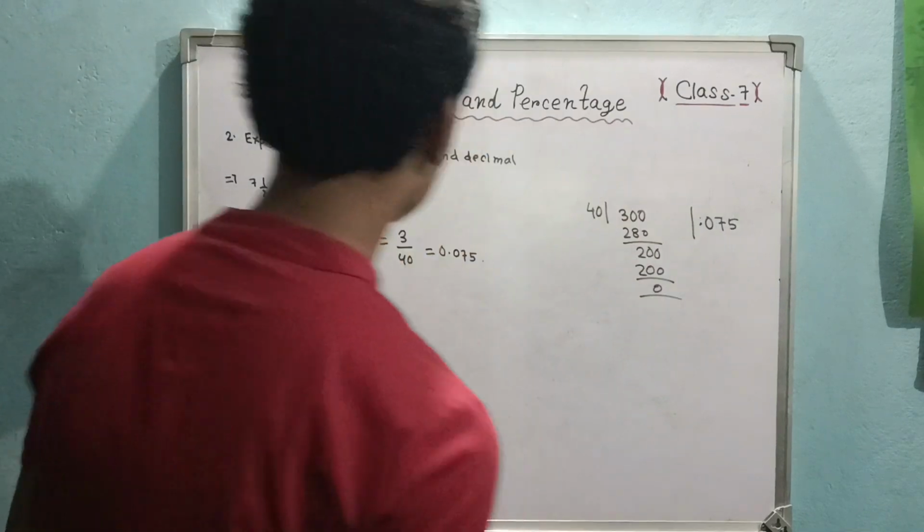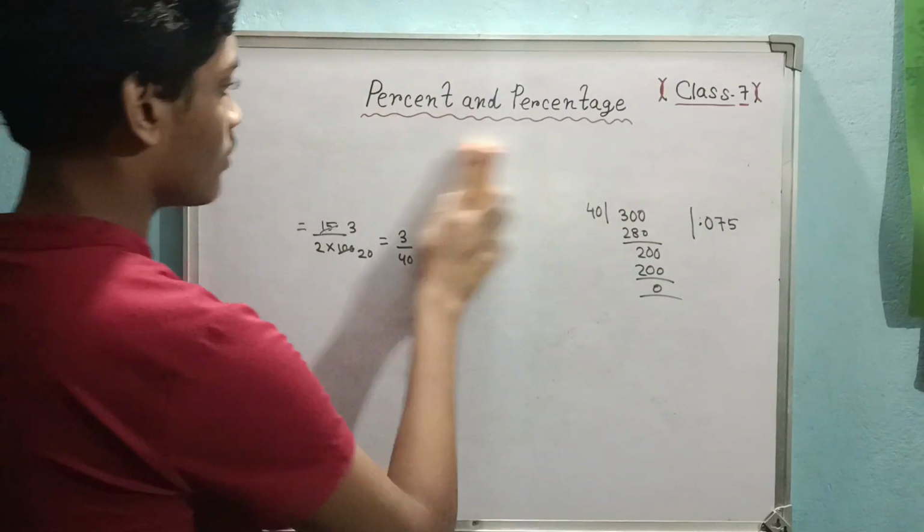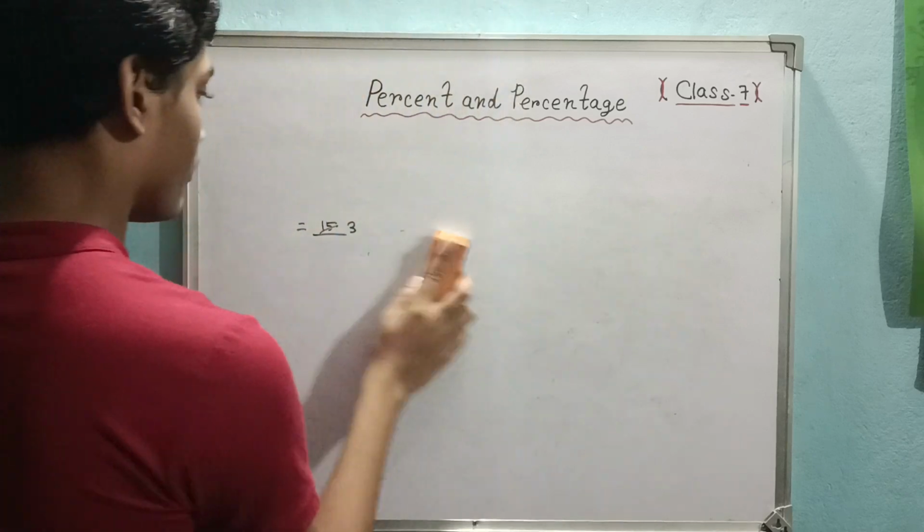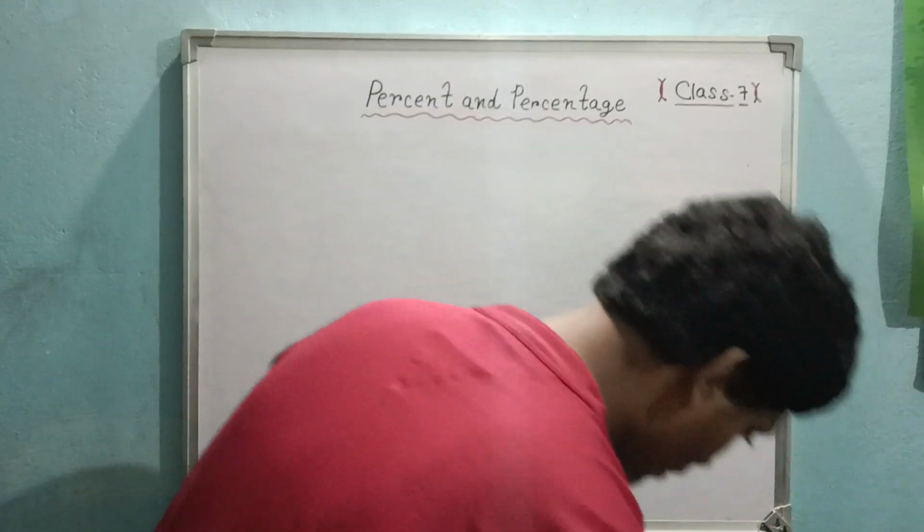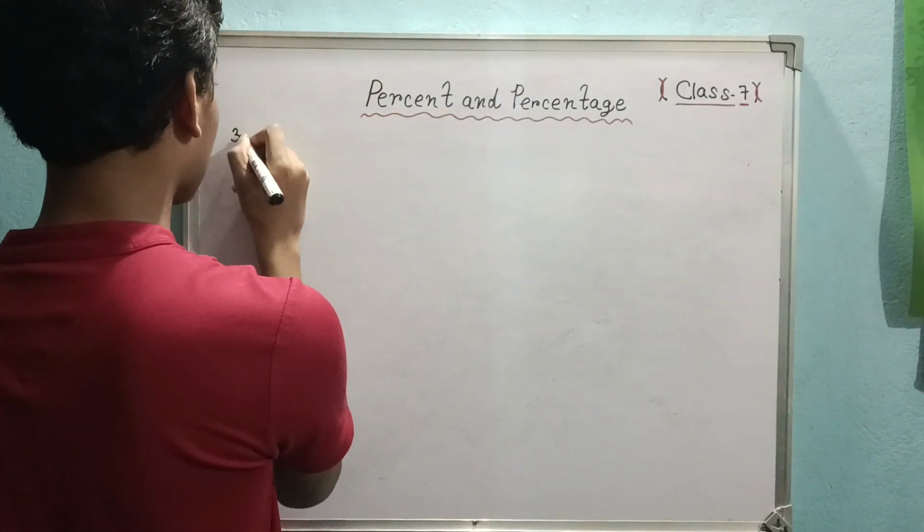Very easy. I told you only 2 formulas are there. Use them properly, and you are the master of this chapter then. Let's see question 3.